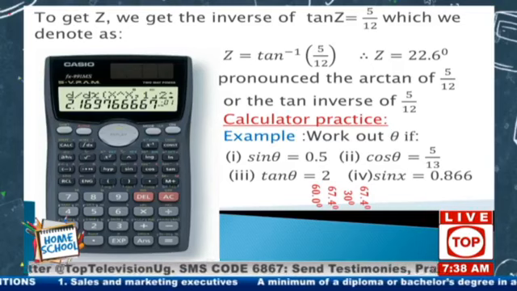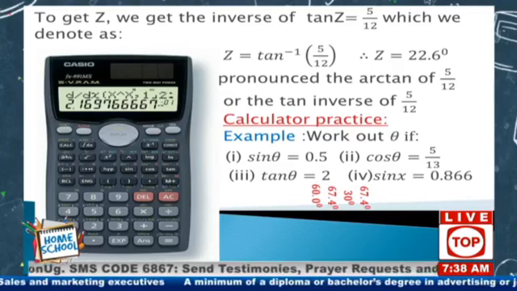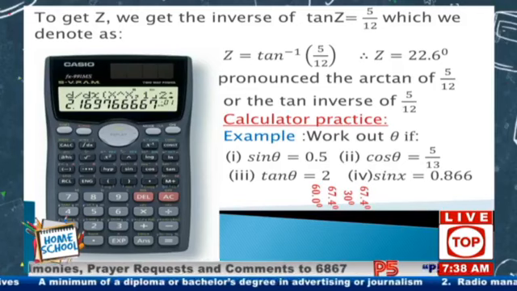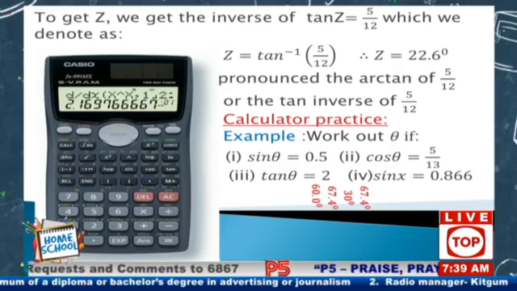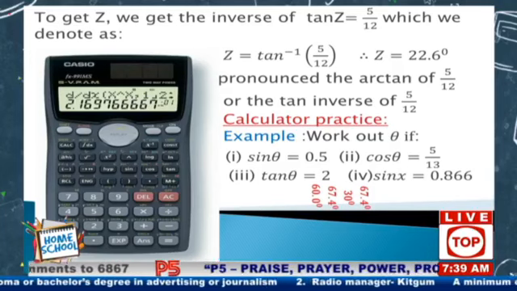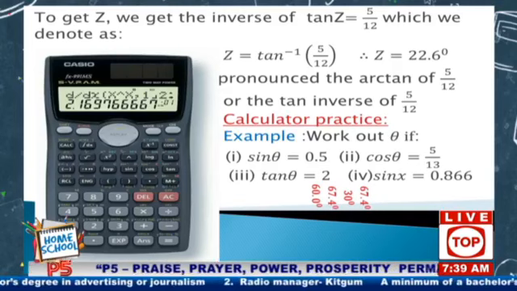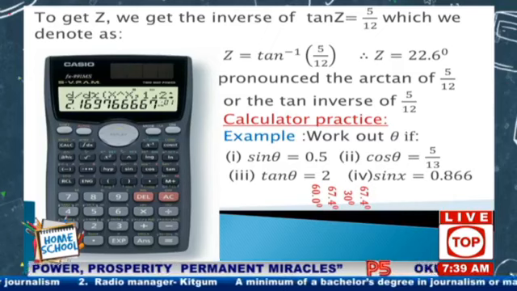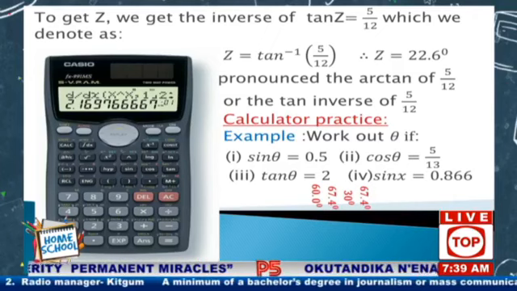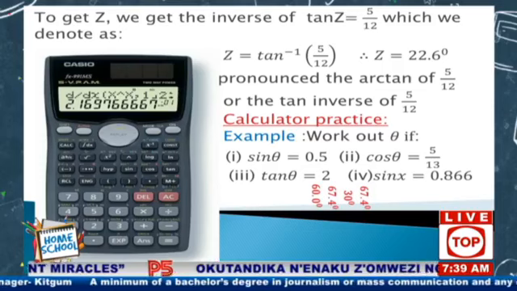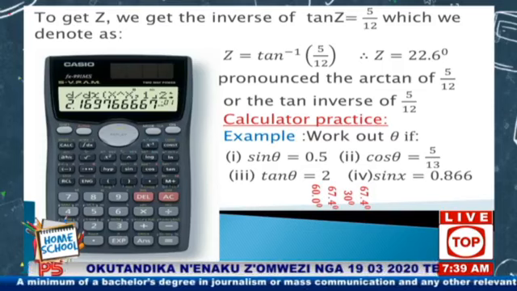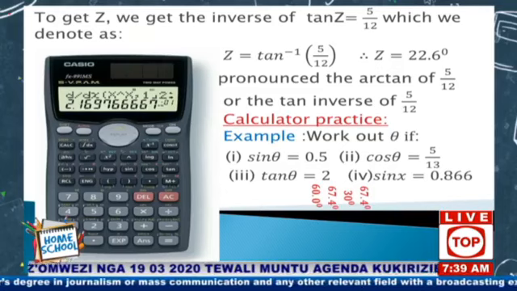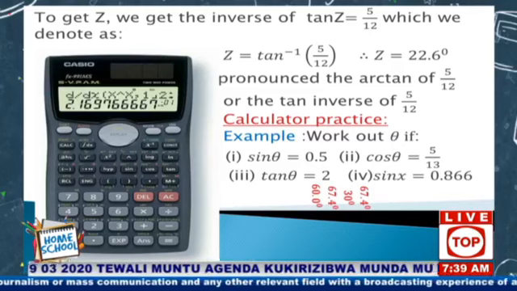Same story for Roman numeral 3. Tan theta is 2. So shift tan, what do you get? That Roman numeral 4 should be sine theta, sorry, not sine x. So sine theta is equal to 0.866. Again, you'll say shift sine, then you feed in the value 0.866. I've written the answers down there in red, but I've disorganized them. I've not arranged them in order. So you check out the value and check which answer is correct, then you tick until all the 4 are done. Good.